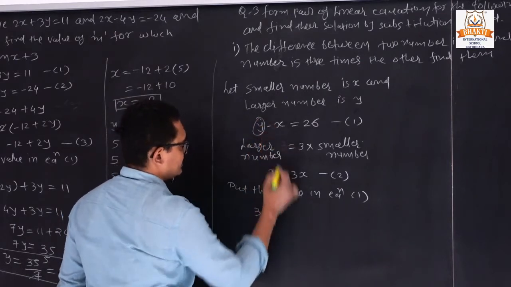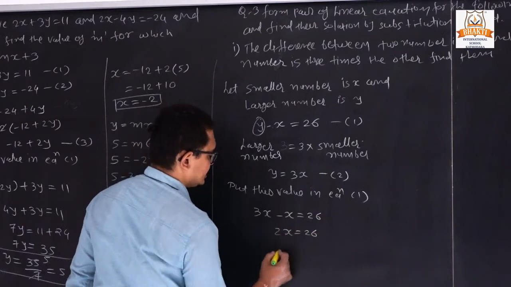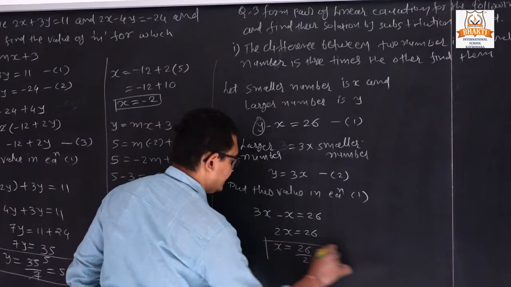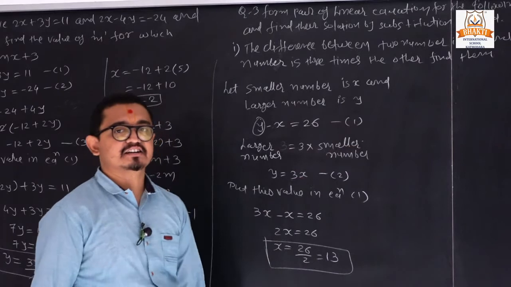So 3x minus x is equal to 26. So 2x is equal to 26. So x is equal to 26 divided by 2. So what is x? It is 13. So the smaller number is 13.